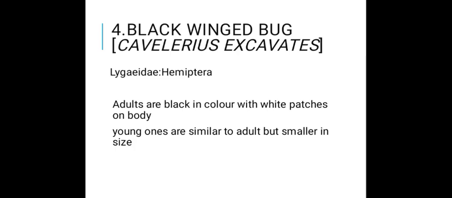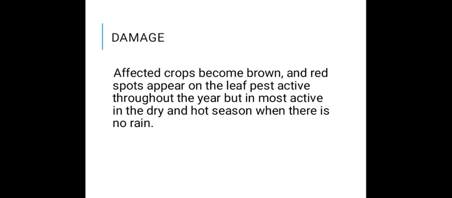Black winged bug. Adults are black in color with white patches on the body. Young ones are similar to adults but smaller in size. Damage: affected crops become brown and red spots appear on the leaf. Pest is active throughout the year but most active in the dry and hot season when there is no rain.